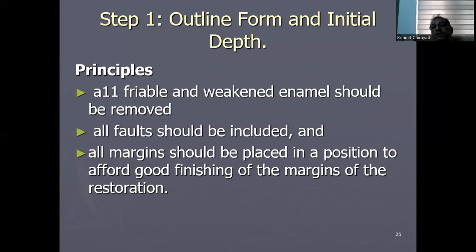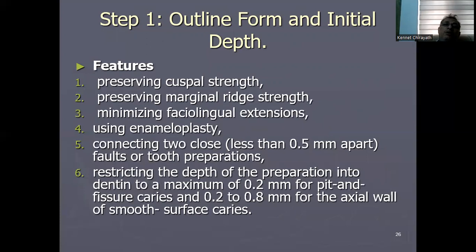Okay, so this should be in your mind when you do a proper outline. So what are the features of the outline form? One is preserving the cusp strength. How is the cusp strength preserved? By circumventing the cusp. Circumventing the cusp is usually done to preserve the strength of the cusp.